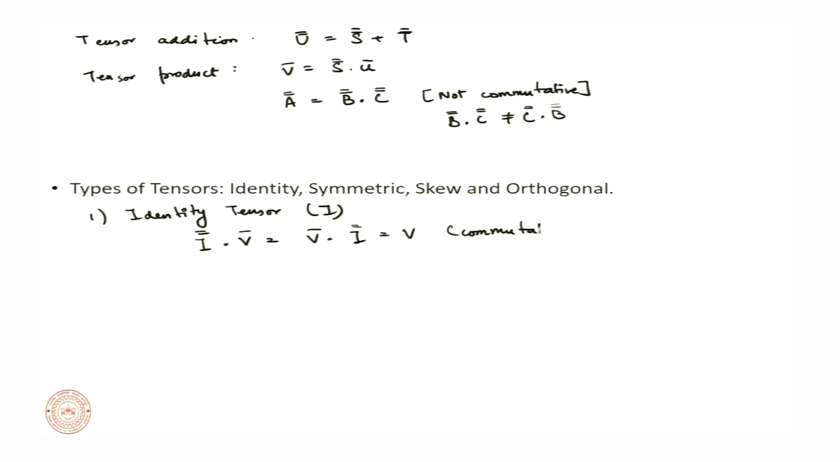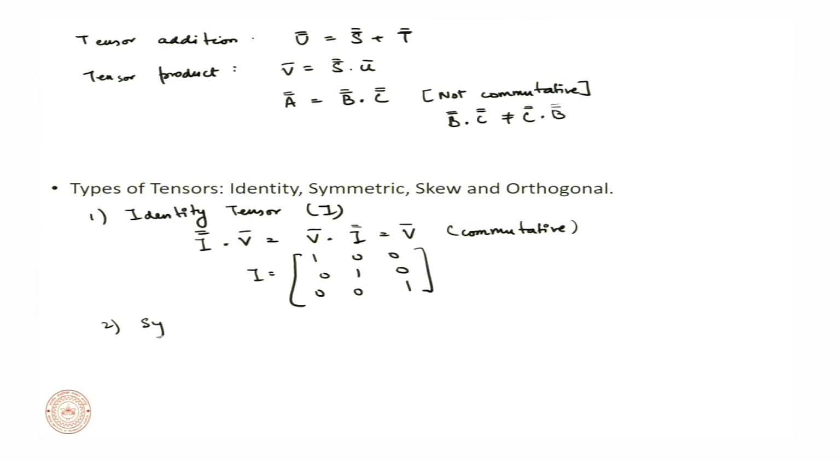This is the only tensor which will in general allow a commutative behavior. So I is just an identity matrix: 1 0 0, 0 1 0, 0 0 1. Same thing you can do with a tensor. I dotted with a tensor, say S tensor, will give you S, and S dot I tensor will be equal to the S tensor. So you will get back the same thing as an output.